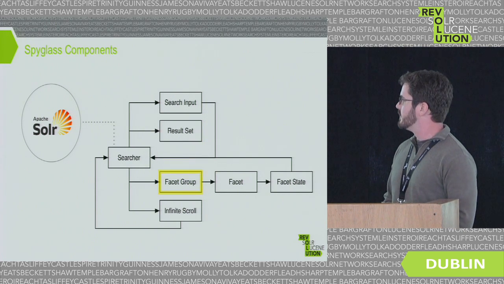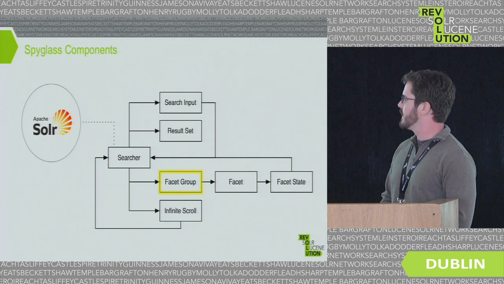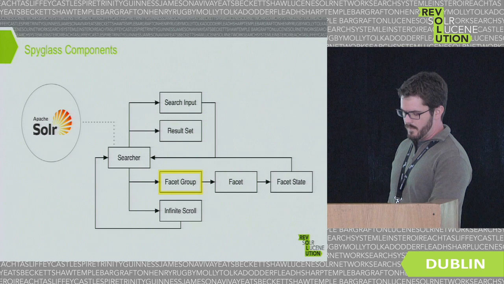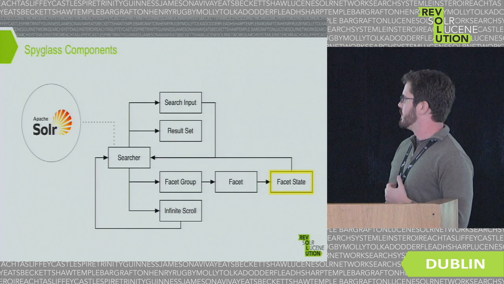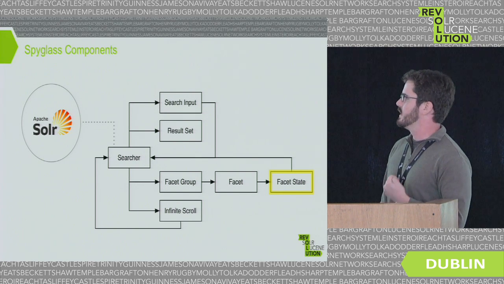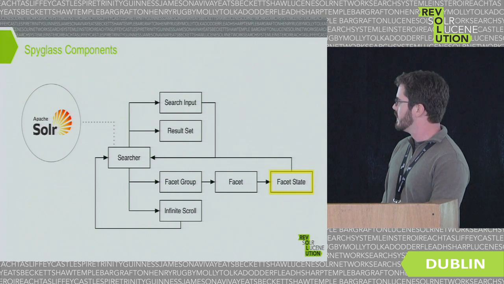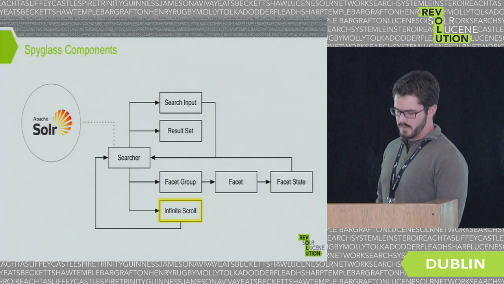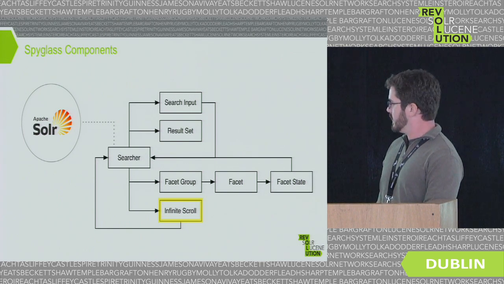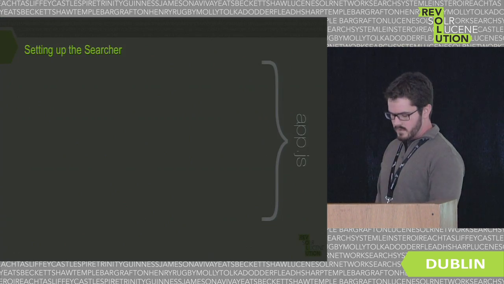There's also the concept of facet groups, which are basically a container for the facets returned by Solr, and then the individual facet, as well as the state of that facet, whether or not it's selected, so that we can accurately maintain what should be in the FQ parameter. And the last thing is infinite scroll, so that when you get results, you can just scroll down the page and not have to worry about pagination.